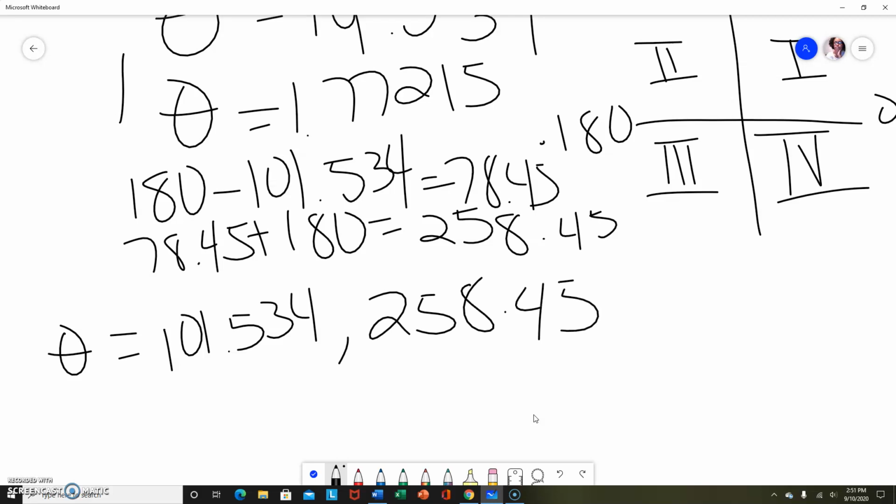258.45. And that's just something that you have to do when you're using the calculator, because the calculator only works in those two quadrants 1 and 2. Okay. So it's not going to give you those two answers, and most of the time you're going to need two answers. All right, so let's go on to the next problem.